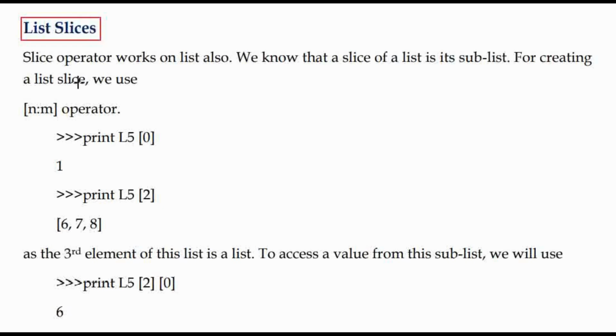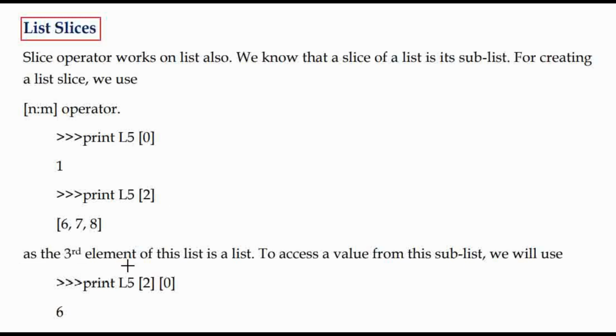List slices. The slice operator works on lists also. We know that a slice of a list is its sublist. For creating a list slice, we use the n:m operator. Print L5[0:1], print L5[2]: 6 7 8.